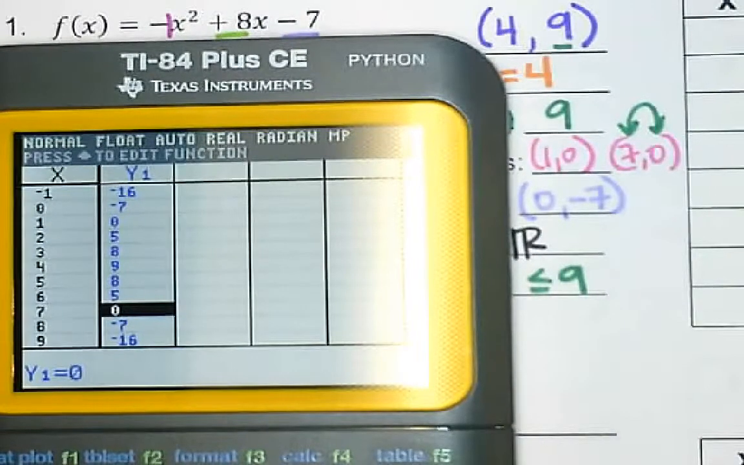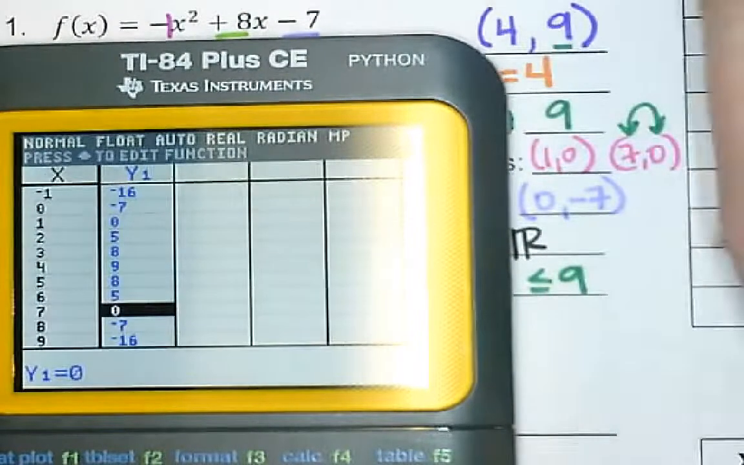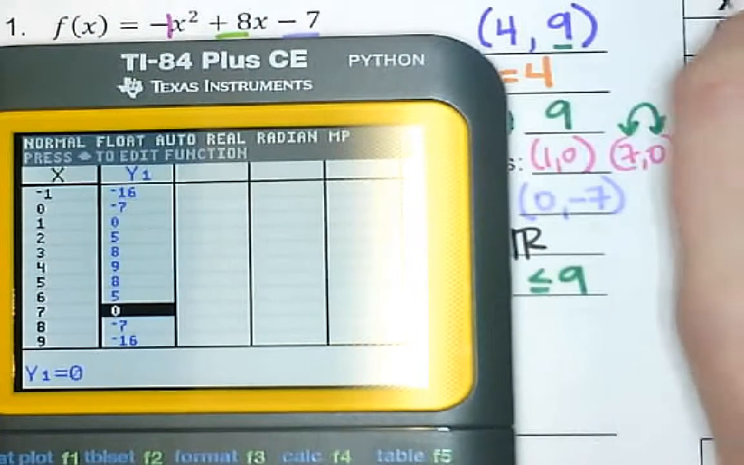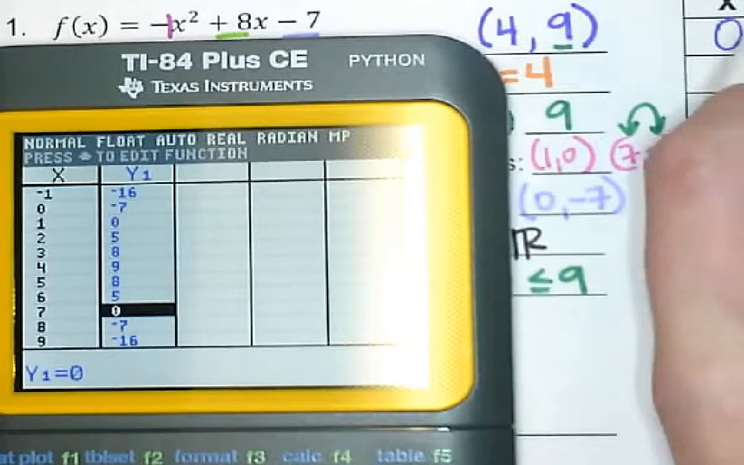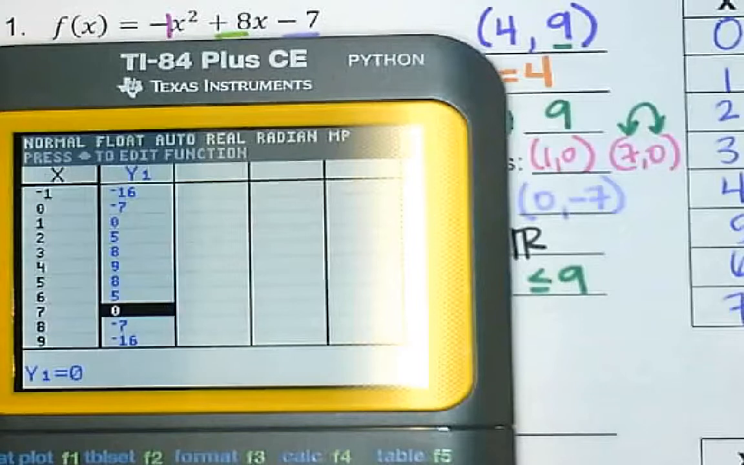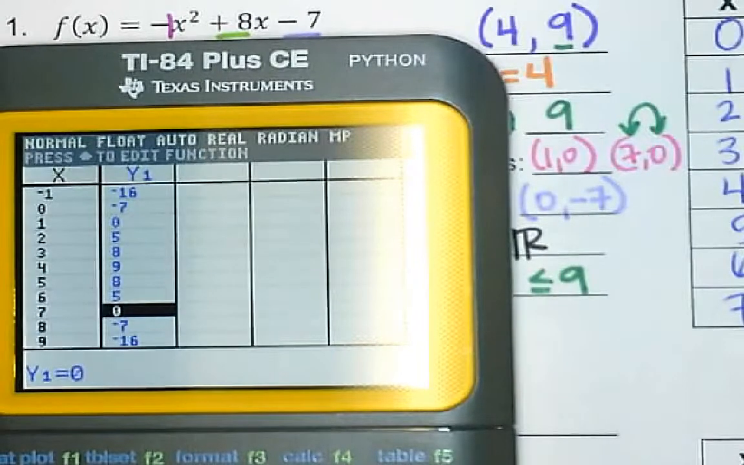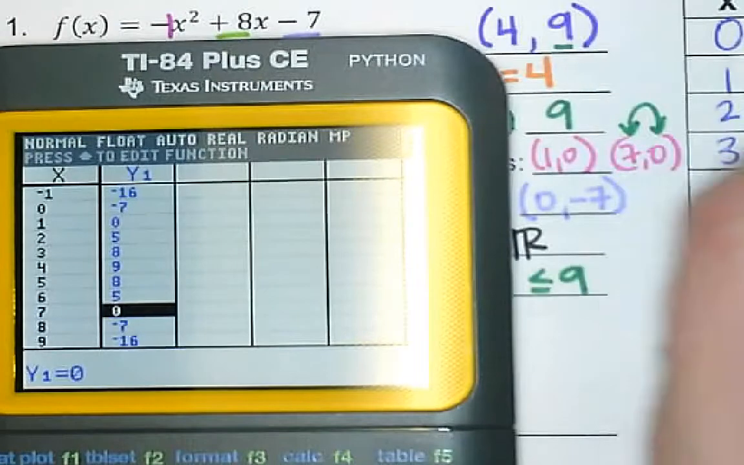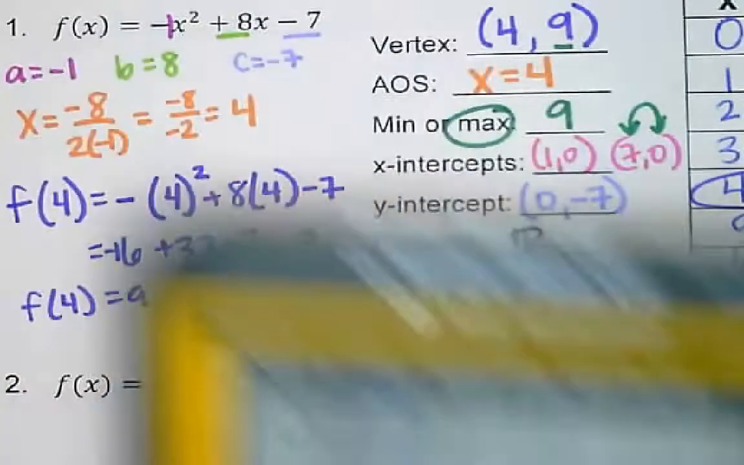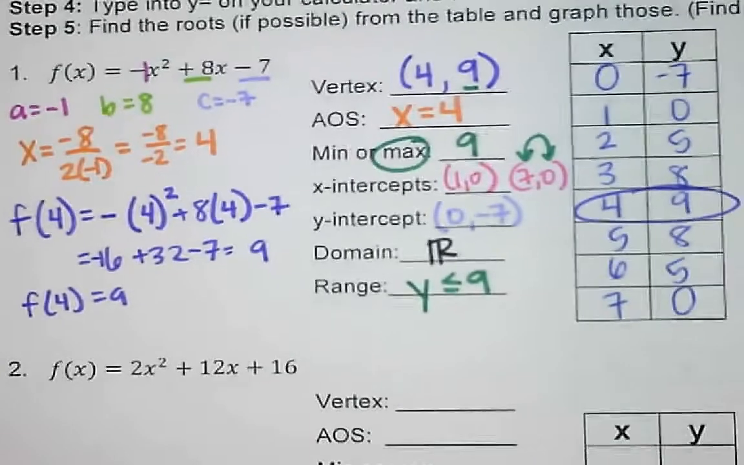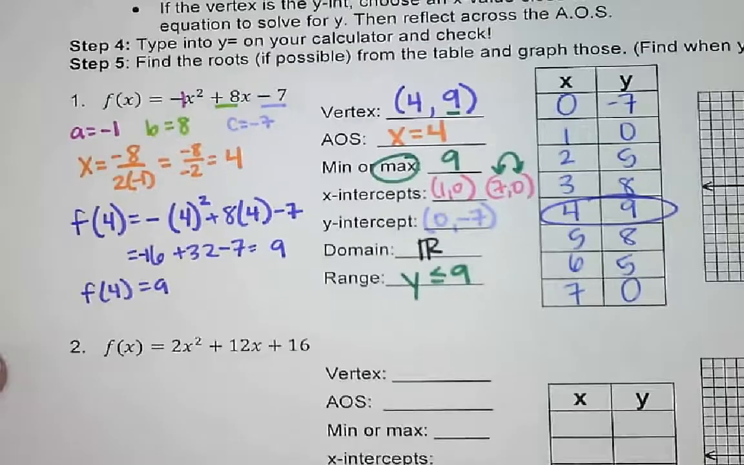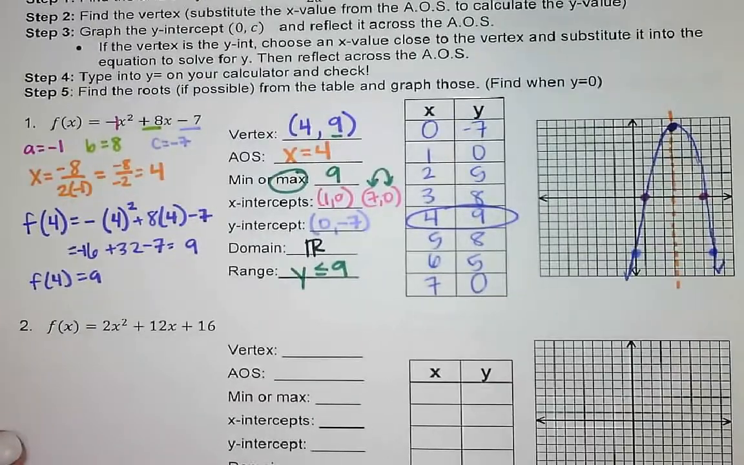So I'm actually going to start on 0. 0, 1, 2, 3, 4, 5, 6, 7. So that's negative 7, 0, 5, 8, 9, 8, 5, 0. So now, guys, I was able to look in my calculator. Oh, you couldn't see me doing that. Sorry. I was able to look in my calculator and get all those table values. And I can also graph it over here.